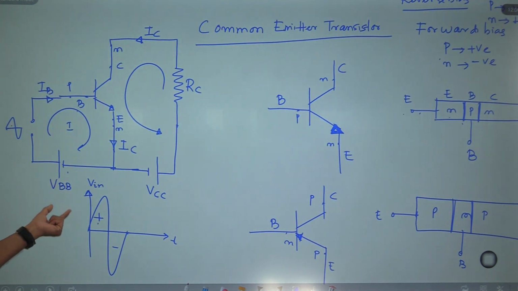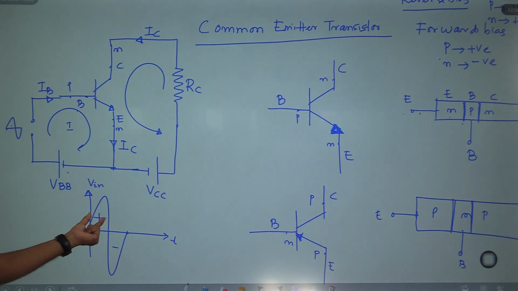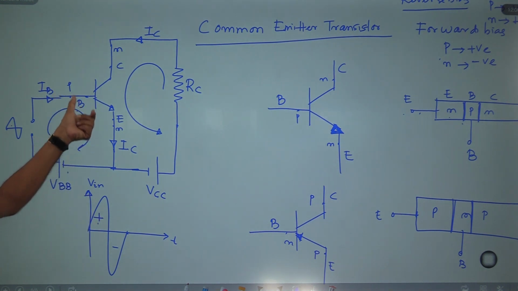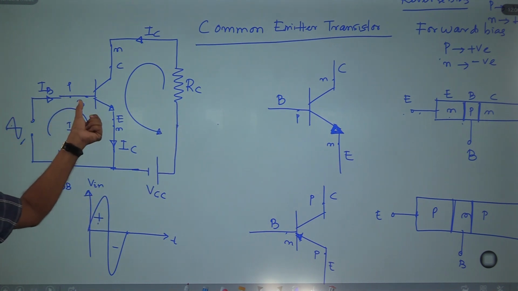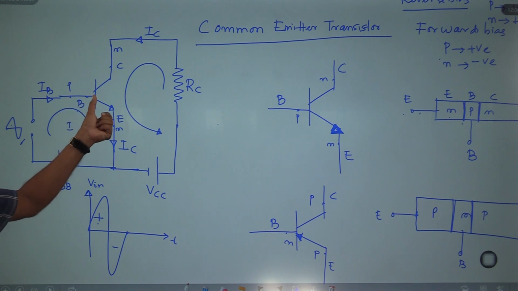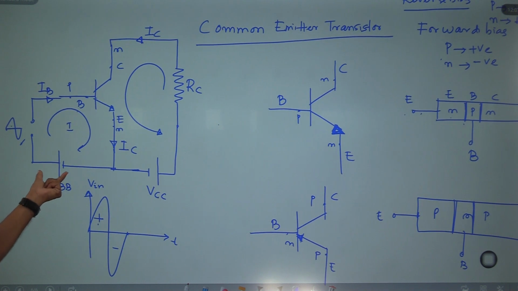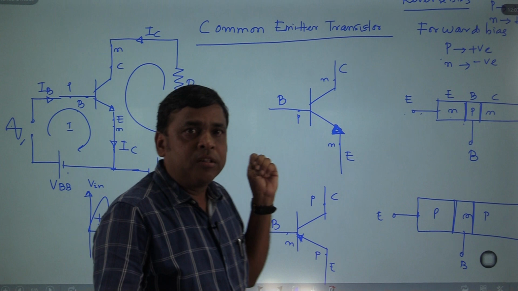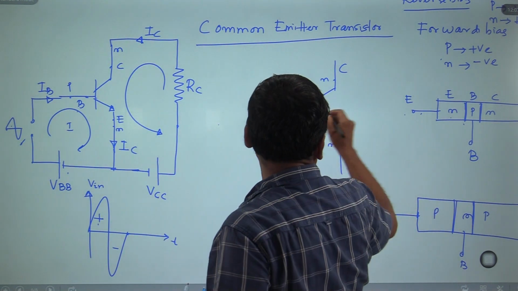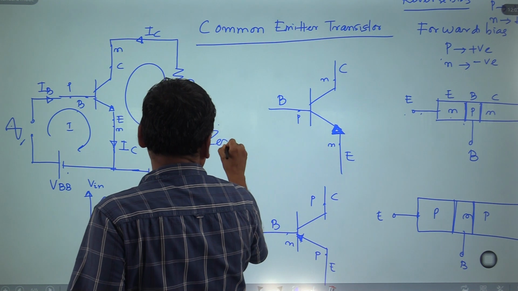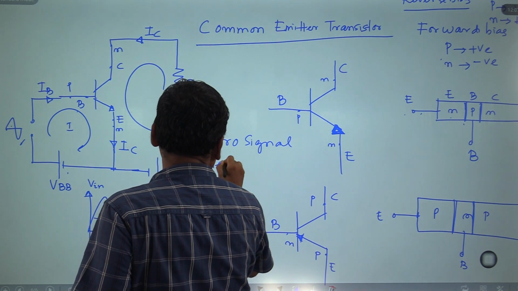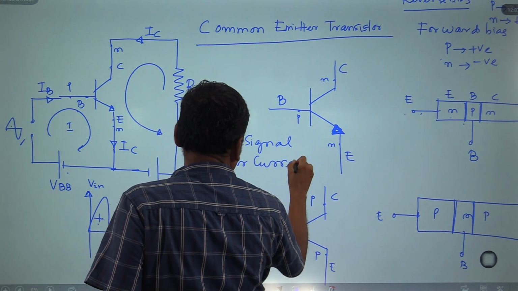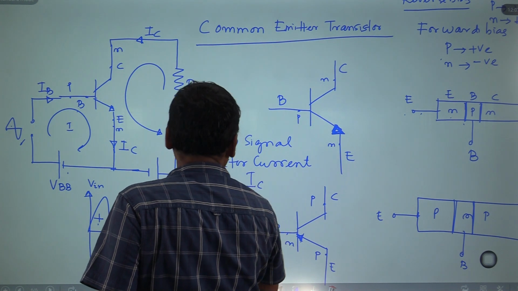Why am I giving this battery source? During the positive half cycle of the input signal, the input junction is forward biased and you will get the output. During the negative half cycle, the input junction is not forward biased, so you will not get the current at the output. To keep the input junction forward biased, this battery source is provided. Due to the battery, the current that flows at the output is called the zero signal collector current. It is very, very important. Zero signal collector current, that is your IC.